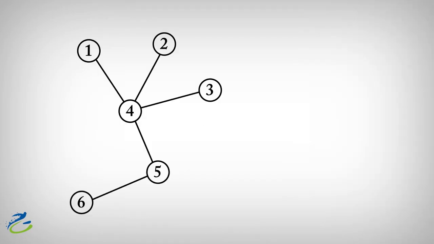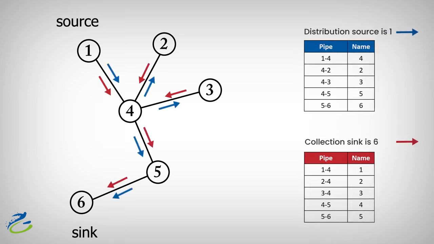This example shows naming of pipes in a tree distribution and collection networks. For distribution, source is node 1 and sinks are the rest of the nodes. For collection, sink is node 6 and sources are the rest of the nodes. The table shows the naming of pipes compared to origin-destination pairs.